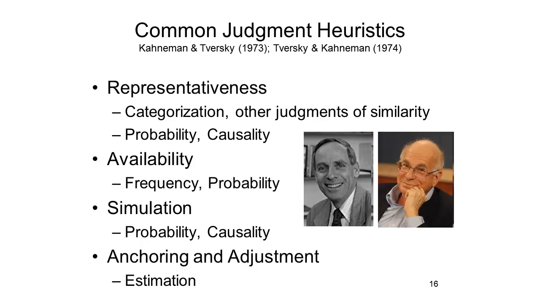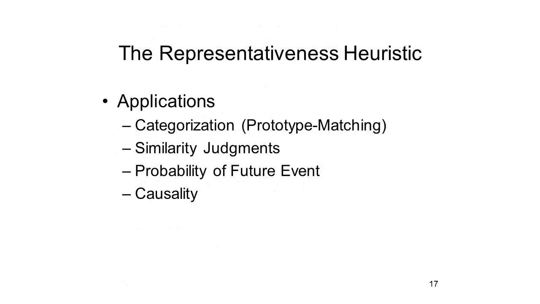Let's take a look at each of these heuristics in action, see how they work, and how they can lead people into making mistakes in judgment and decision making. The first of these is the representativeness heuristic, commonly employed in categorization and other judgments of similarity. It's also employed in judging the probability of a forthcoming event and in making judgments of causality. So you can see the representativeness heuristic is a really important heuristic. It applies in lots of different domains. And we can see it in operation when we look at some of the errors that people make in reasoning.